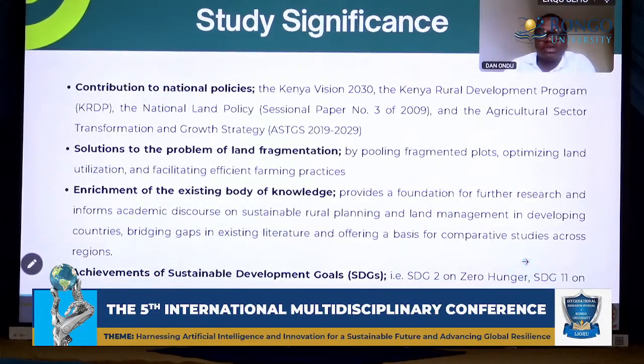So it contributes to national policy, particularly the Kenya Rural Development Program. It is a solution to the land fragmentation that we see in most rural regions in Kenya. It also enriches the body of knowledge because rural planning is relatively not much studied, and also contributes to the achievement of SDG 2, 11, and 15.